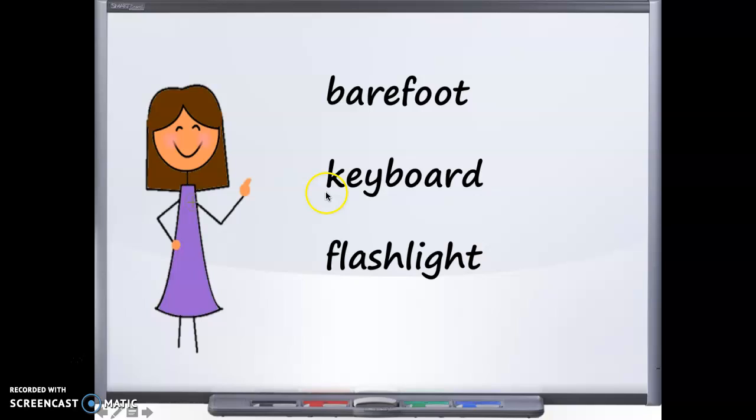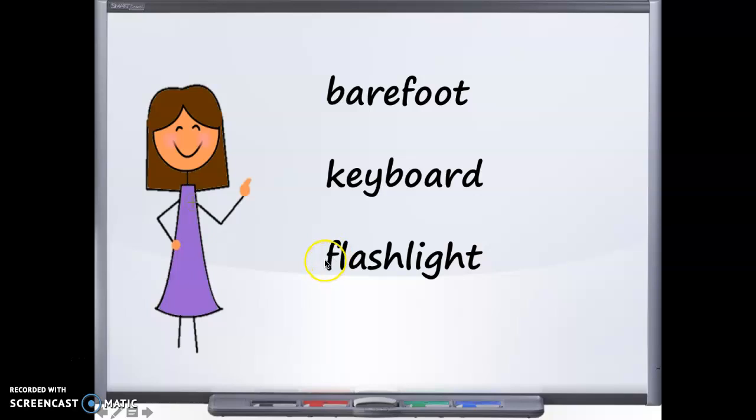The next example is keyboard. If you chunked the word keyboard into the two words key and board, then you were right. A keyboard is a board that is full of keys, right? Let's look at our computers. Do you see that? Our keyboard is a board, normally underneath your monitor, if you have a laptop or a desktop, that has a bunch of keys.